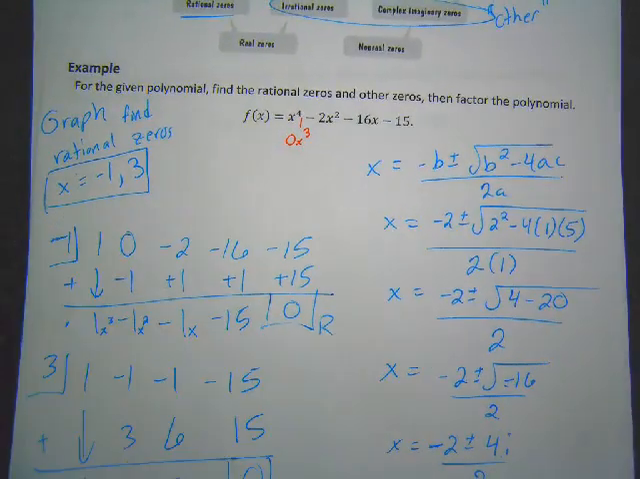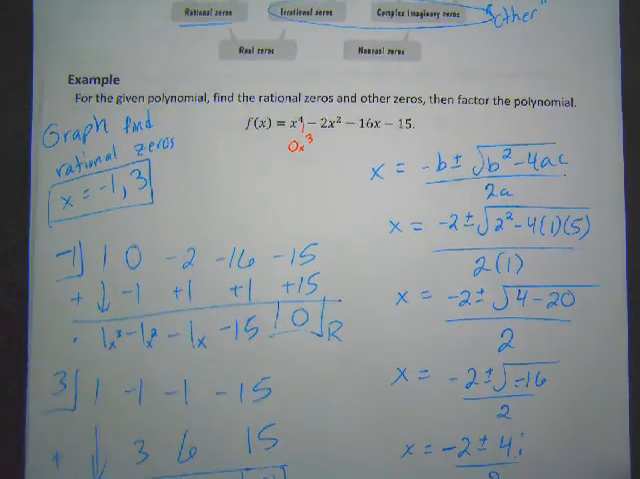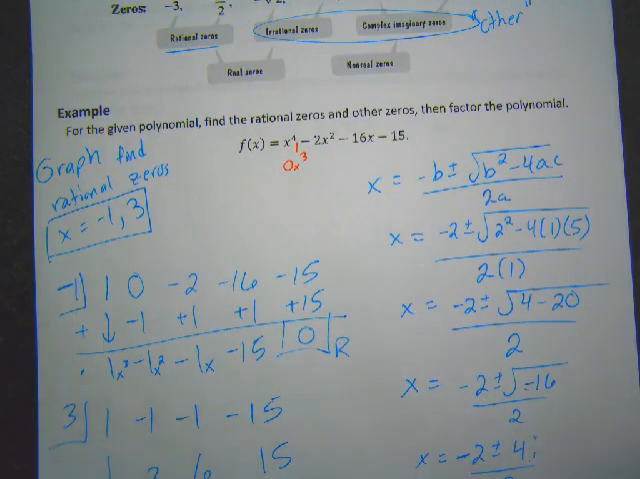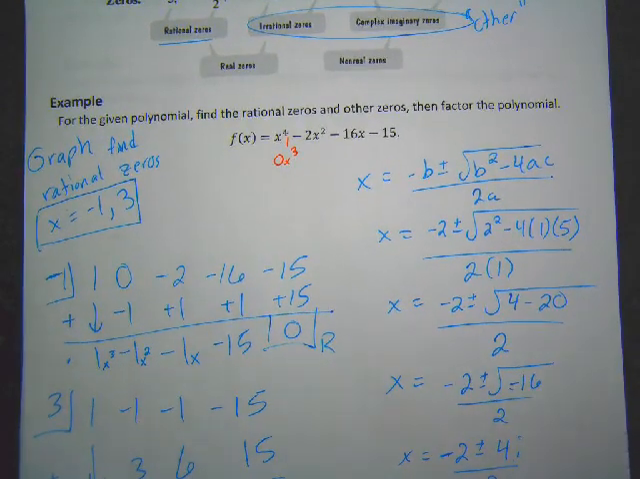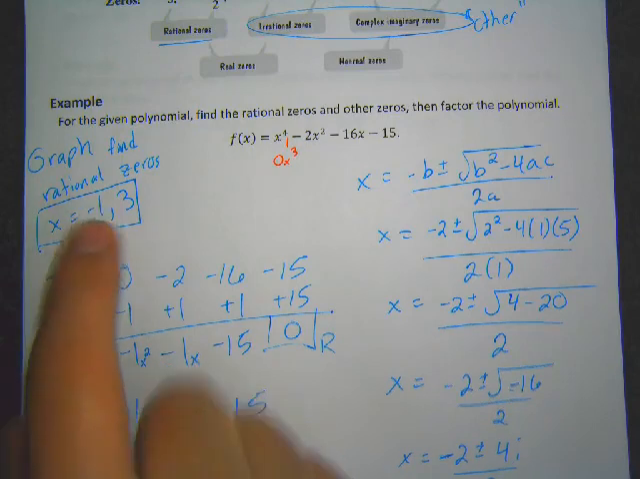Again, graphing is just the best way to get the first zero. Sadly, I've seen people on the test where they sit there and they guess and they guess and they guess, trying to figure out what it is. Don't guess, guess, guess. Just look at the graph. The graph is the easiest way to find these.